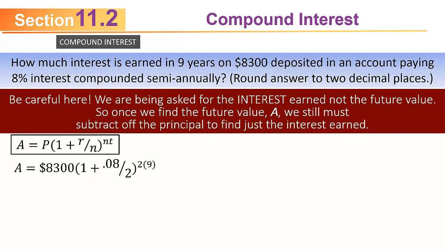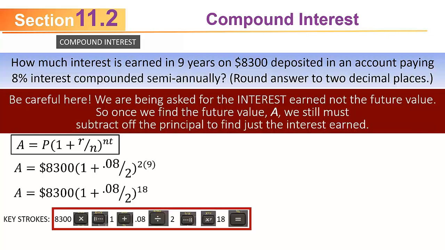The principal is $8,300. The interest rate is 8%, which is 0.08. It's compounded semi-annually. That's twice a year, so n is 2. And it's for 9 years, so t is 9. Plug into the formula, and if you use my technique, you'll go ahead and do 2 times 9 and get 18, and then go to your calculator. I can type that entire expression in my calculator now in one swoop. I'll type in the 8,300.